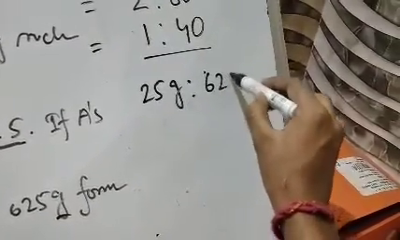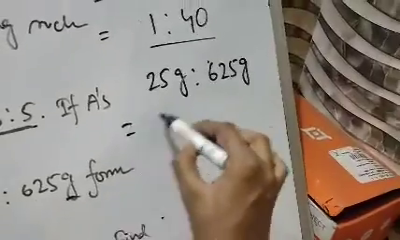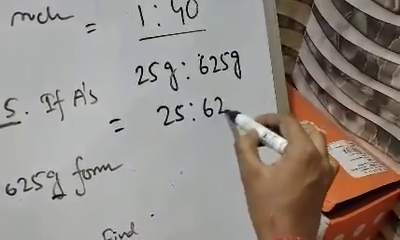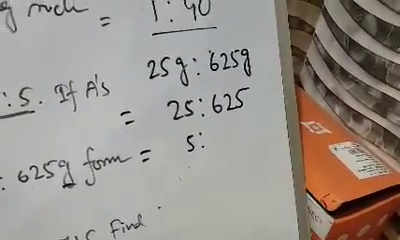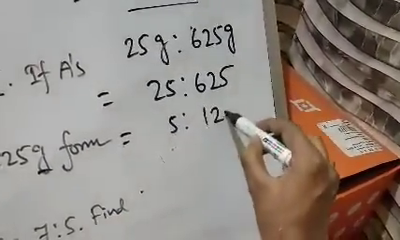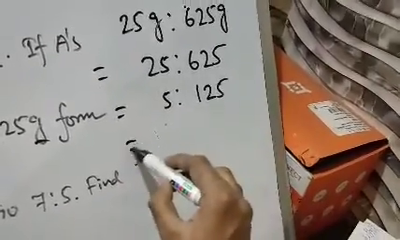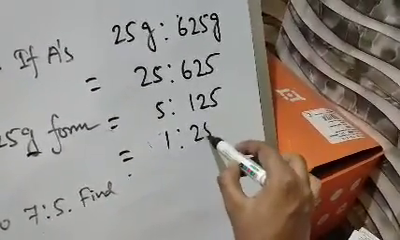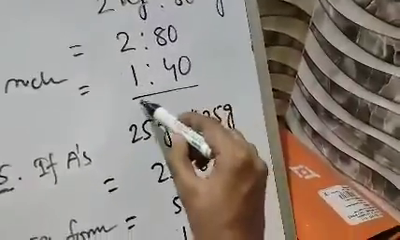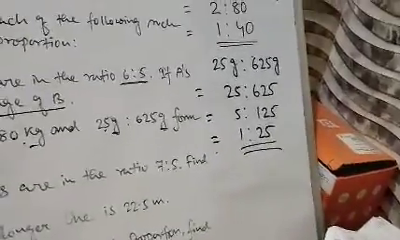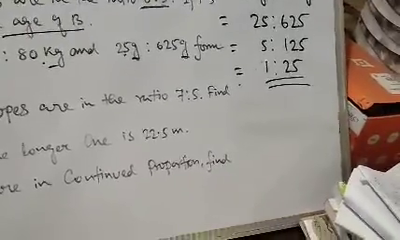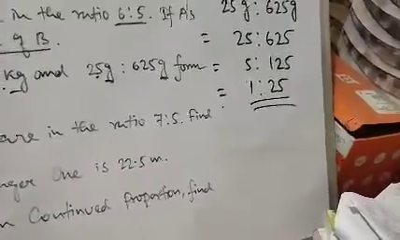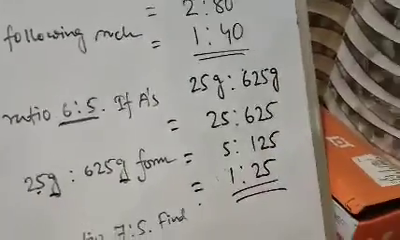Then 25 gram is to 625 gram. Gram and gram will cancel, 25 is to 625, reduce it by 5: 5 5s are 25, 5 125s are 625. Again reduce it by 5: 5 1s are 5, 5 25s are 125. So the first ratio is 1 is to 40, this ratio is 1 is to 25, so both ratios are not equal. Therefore we will write that these ratios will not form a proportion. Clear? If these ratios had been equal, then they would form a proportion.